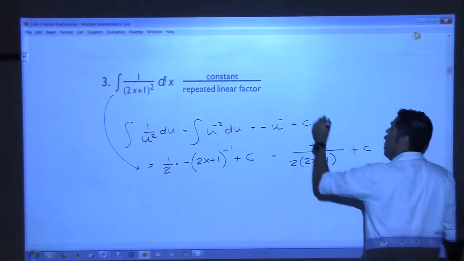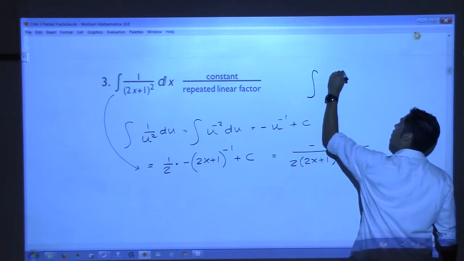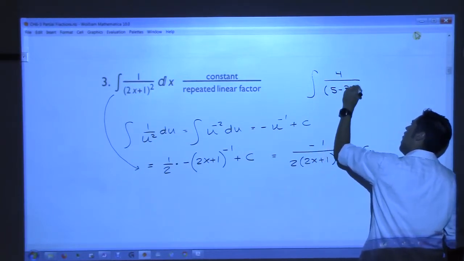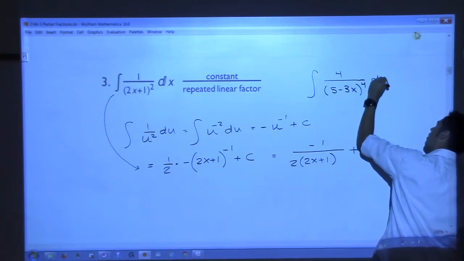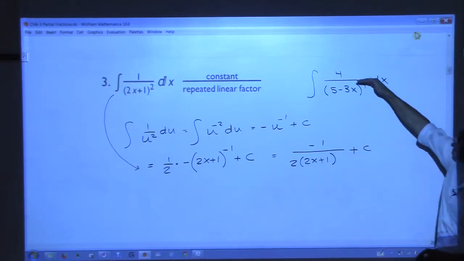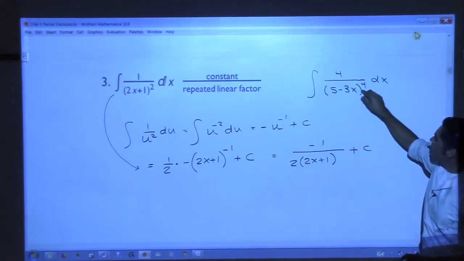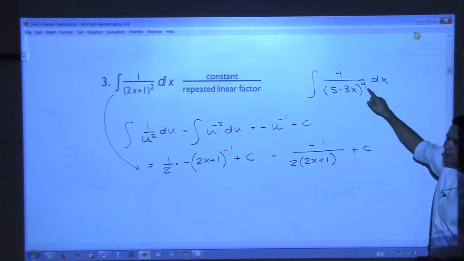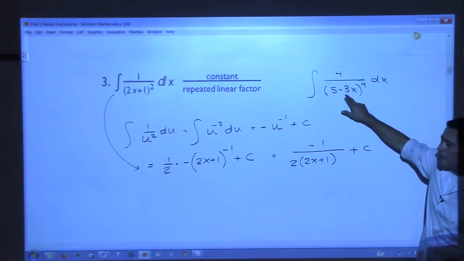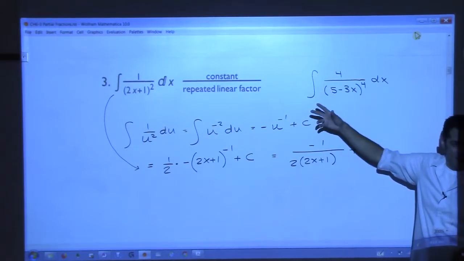Let's do another one of these. What if we had 4 over 5 minus 3x to the 4th power dx? So you look at that, you realize you have a constant over a repeated linear factor. So this looks a lot like 1 over u to the 4th, right? And we're also going to have to compensate for this right here, and the 4. We're going to have to take that into account.